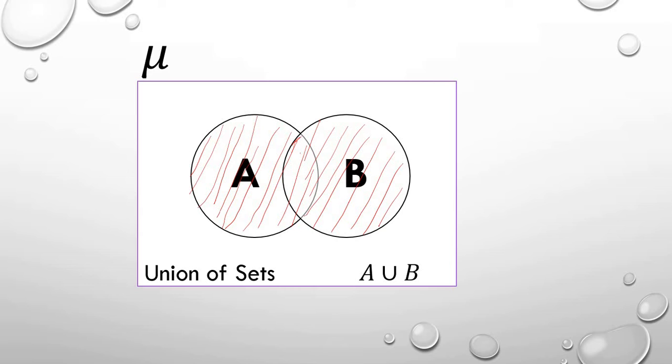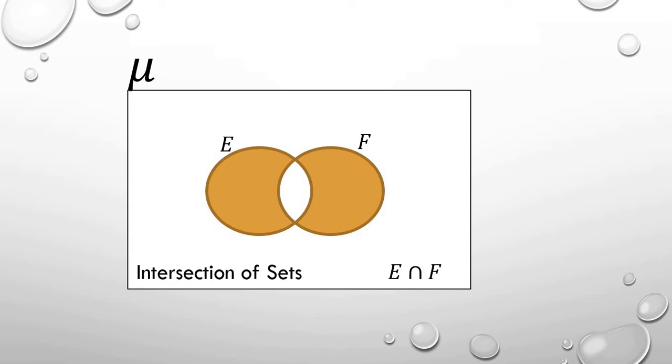Alright, so we'll go to the next Venn diagram. We talk about the intersection of sets, so what they have in common. So here is the intersection, this place now. This is E intersection F. What they have in common.